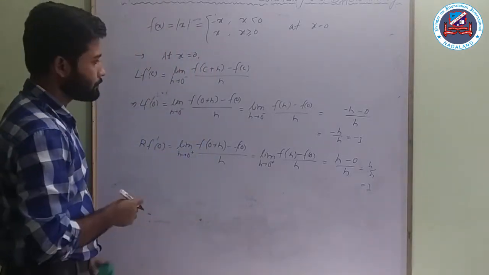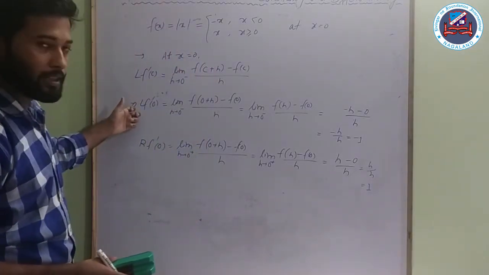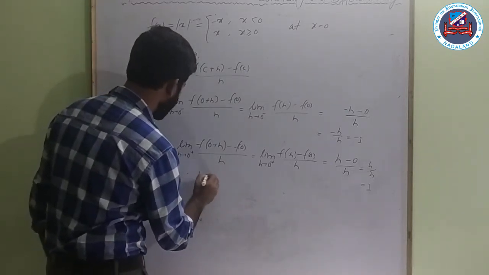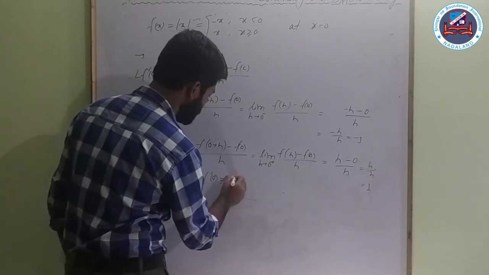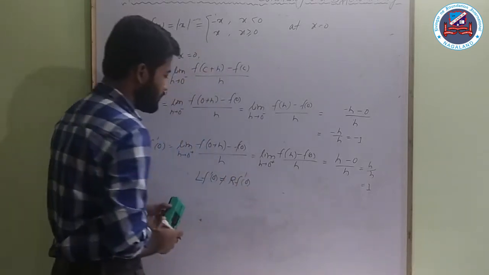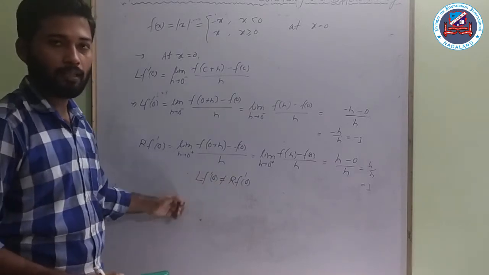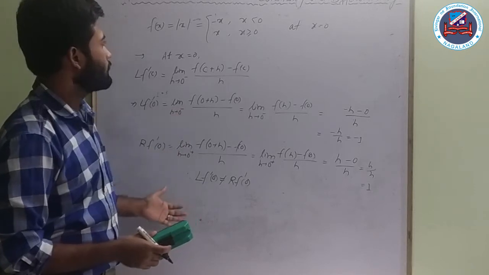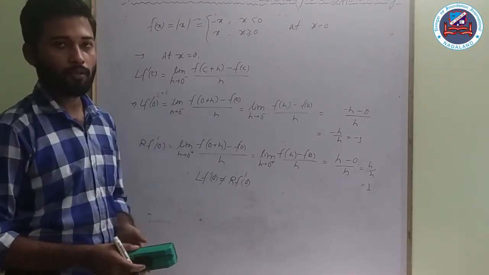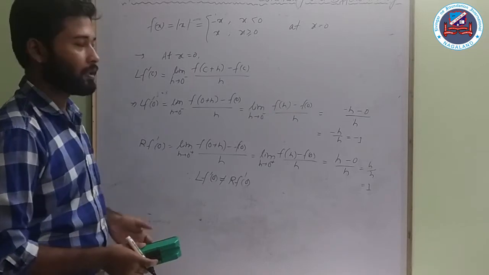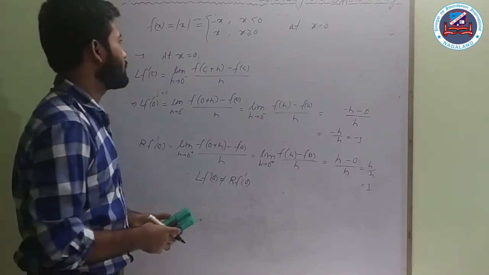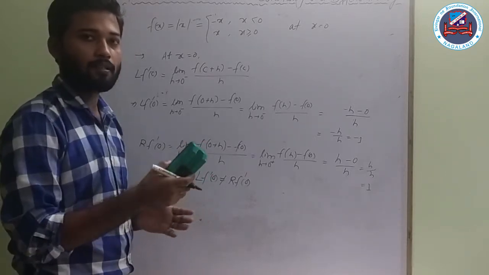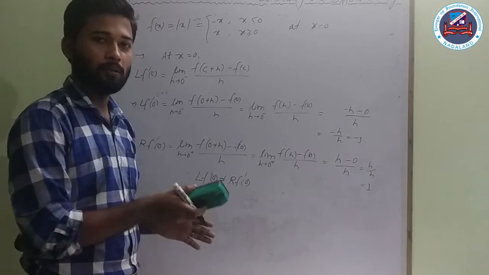So clearly the left hand derivative is not equal to the right hand derivative at the point 0. Since these two are not the same, we can say that the derivative does not exist. So we have got a function which is continuous but not differentiable. This is a very important counter example to the theorem: differentiability implies continuity, but continuity does not imply differentiability.